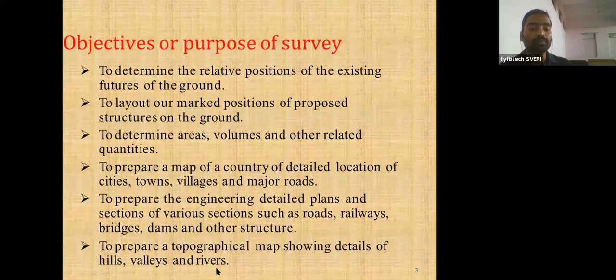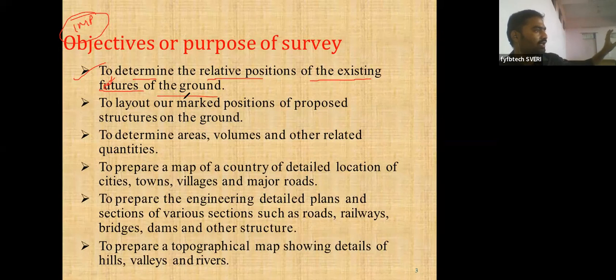So again, what is the purpose of surveying? This is also important. The purpose is to determine the relative positions of the existing features. This spelling is wrong: features, F-E-A, features of the ground. So we have to find the relative positions of the materials on the ground. Suppose we consider this entire college campus as the ground. The main engineering college is there, there is a pole, hostels, and a garden. All these points are called features of the ground.